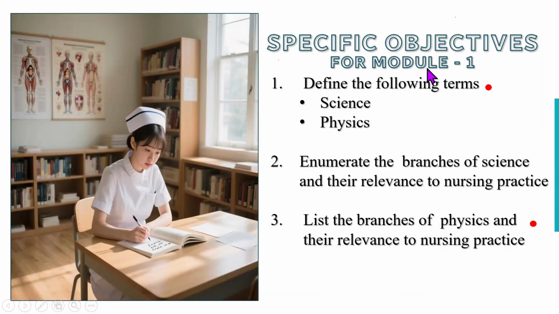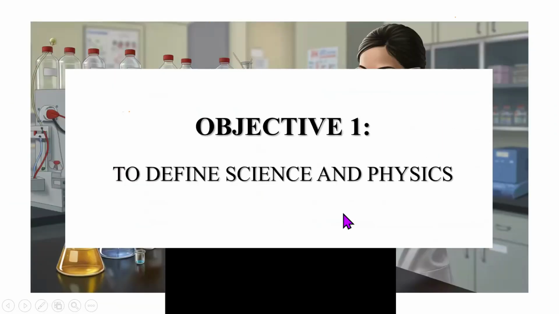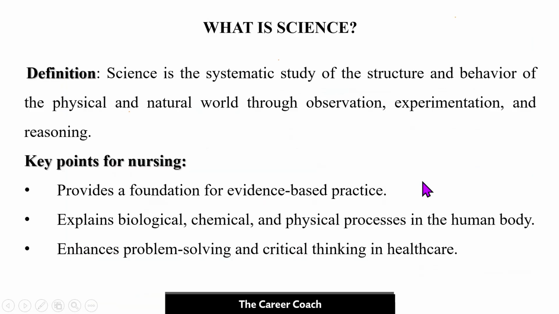Specific objectives for module 1 are as follows. 1. To define the following terms: science and physics. 2. Enumerate the branches of science and their relevance to nursing practice. 3. List the branches of physics and their relevance to nursing practice. So we'll be looking at objective number 1, which says to define science and physics.